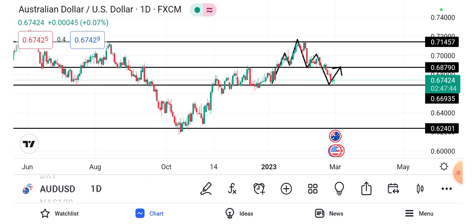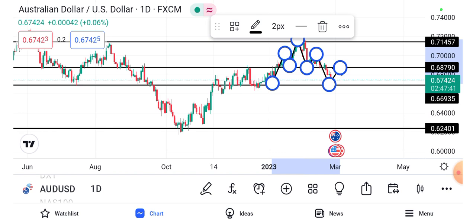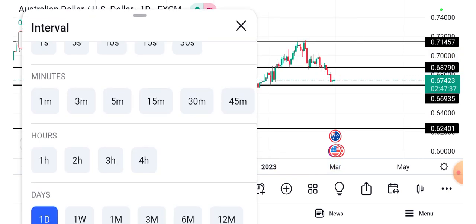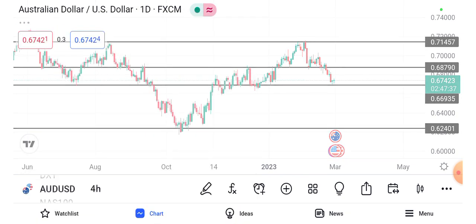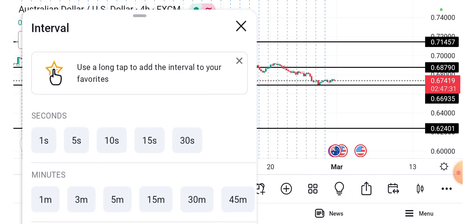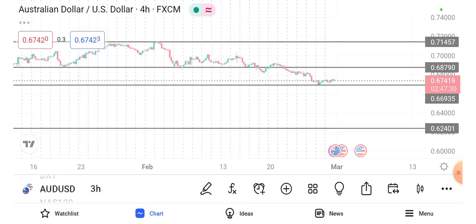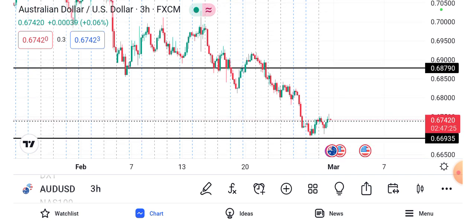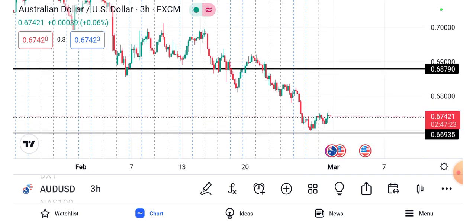So we're going to go to a smaller time frame so we can see the chart clearly. We need to expand the chart, right? So we can see what it is that we have. Let me go to a 3 hour. A 3 hour, I think it's much better. Yeah, this is much better.